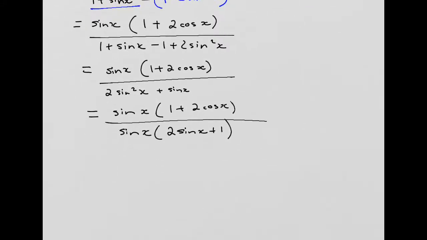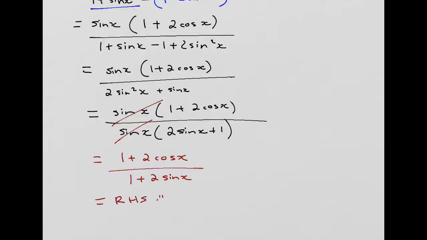Alright, so then we have this situation where I factorize another sine x out. My sine x can cancel each other, and I'm left with 1 plus 2 cos x over 2 sine x plus 1. But because everything's positive at the bottom, if it was negative, you'd have to do a switch around, take out a negative. But because they're all positive, you can just rearrange it like you need, and that is going to be our right-hand side.